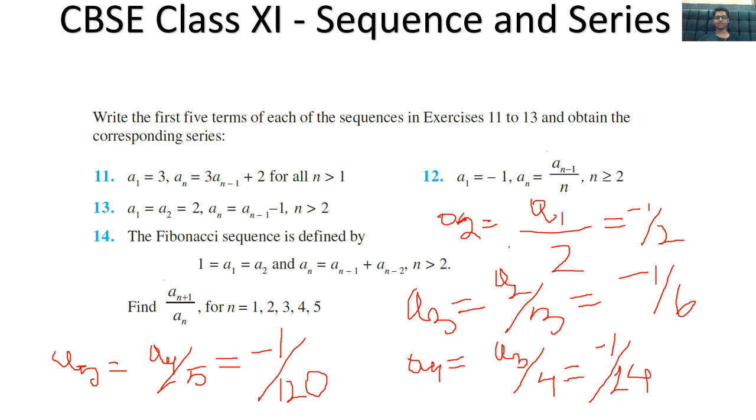So these are the first 5 terms in the sequence where a1 is equal to minus 1 and the nth term is given as a(n-1), that is one less term by the nth term. So here we have a2 is equal to a1 by 2. a2 is minus half. Next we have a3 as minus 1 by 6. Next a4 we have minus 1 by 24. And the last and the fifth term we have minus 1 by 120.